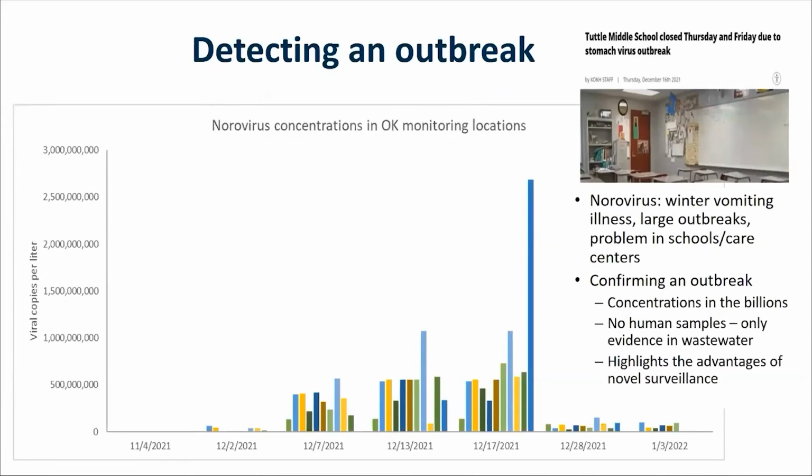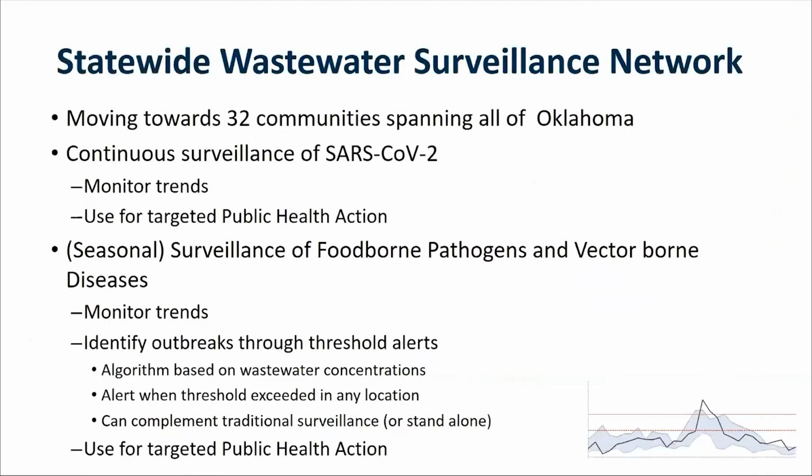And you can see this blue line here. We didn't necessarily know what everything meant, but you can see some of the other communities, what their concentrations are. And you can see that our concentration in Tuttle was 4 times higher than anything we had seen in any of our other sites that we were sampling to that point. And so we were able to identify and share with the health community that, yes, we are seeing a lot of norovirus in Tuttle at that time.